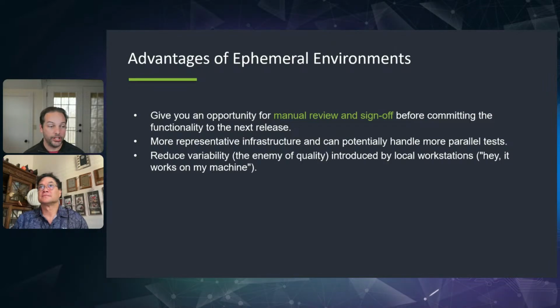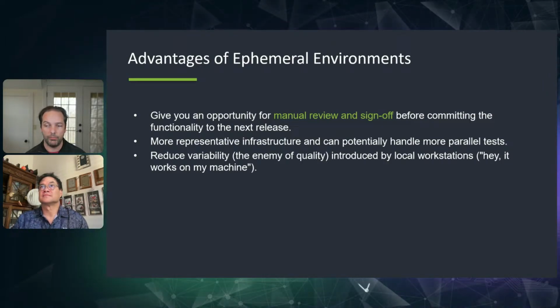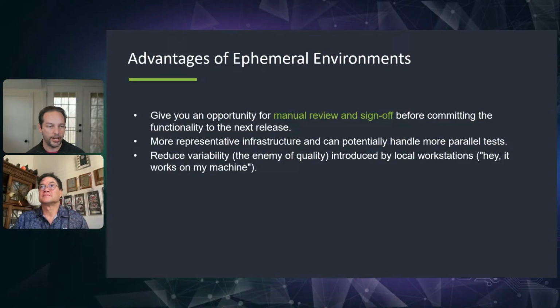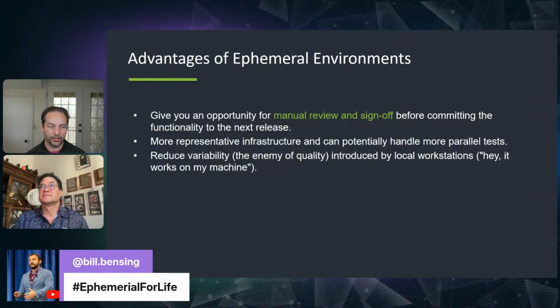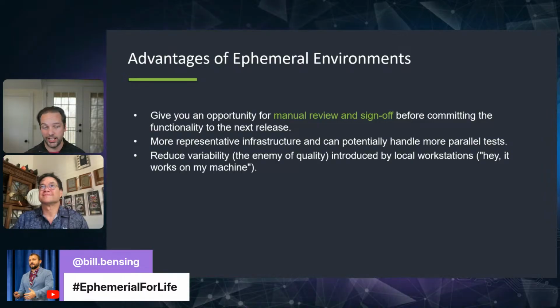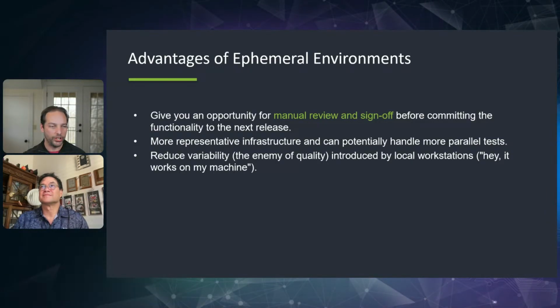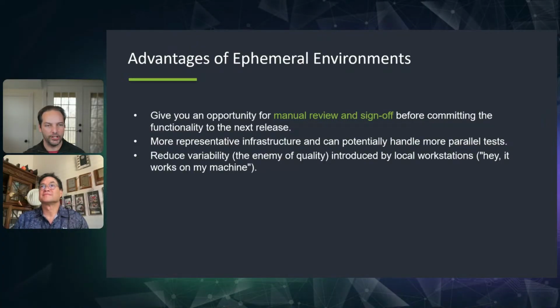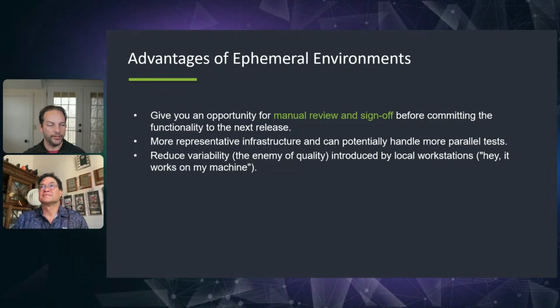And the advantages of doing it this way are twofold, really. This gives you an opportunity for manual review and sign off before committing the functionality to the next release. So a product owner might have asked for X, Y, or Z, and now you've implemented what you think is X, Y, or Z. But with an ephemeral environment, you can say, well, here's where it's deployed. Why don't you go look at this before we commit to putting this in the next release?